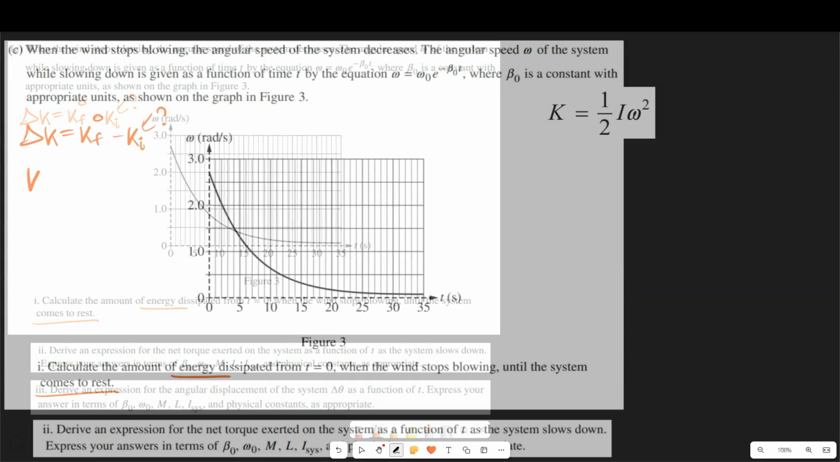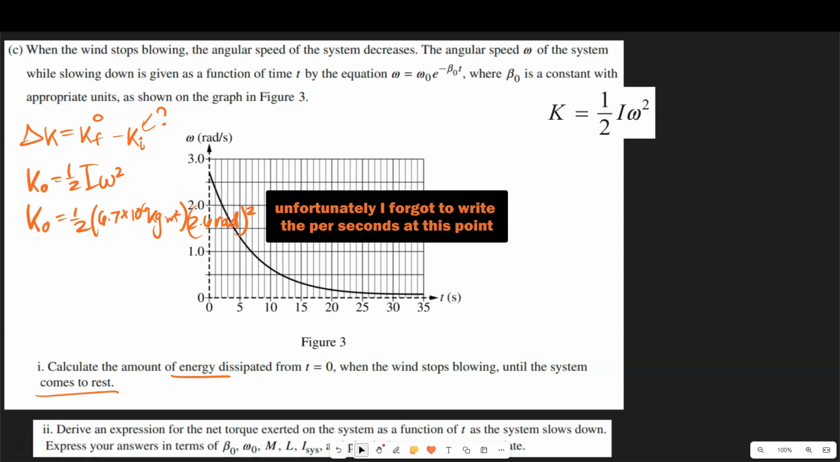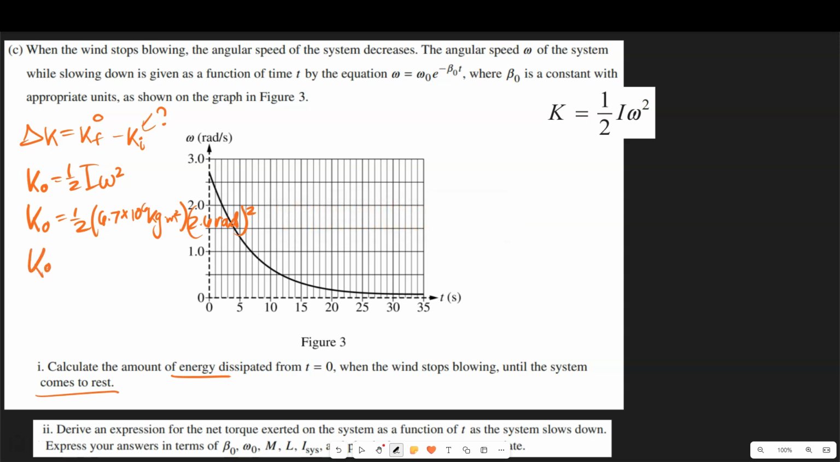Well, it turns out that we do have an equation for that. So it's 1/2 I omega squared, right? They've told us what the I value is previously. So that's this value times the 2.6 radians per second squared. And if you do the math, you end up with minus 2.3 times 10 to the negative 7 joules.